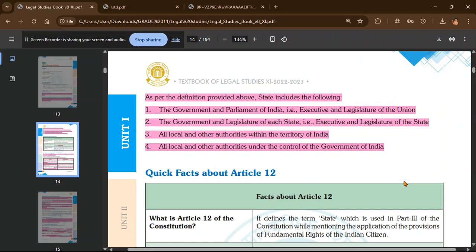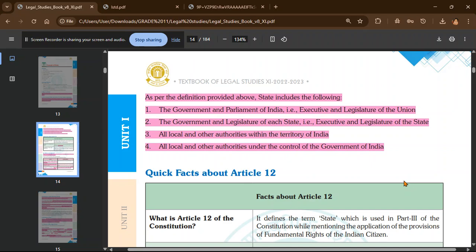Then you have all local and other authorities within the territory of India. So within the territory of India, you have local authorities, municipalities and panchayats, gram sabhas. Okay. As an example, if you want to elaborate, you can write this. I'm just explaining so that you understand what I'm trying to convey through these points. Your fourth point is all local and other authorities under the control of India.